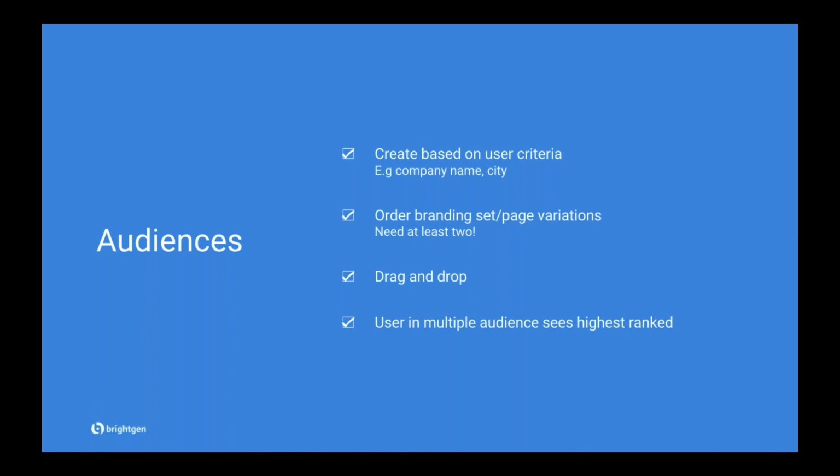If you have two or more branding sets or page variations, both of which can be segmented by audience, you can now order them. So basically, if you have a user who falls into 3 or 4 audiences, which one do you display? What it will display is the highest ranked one, the one nearest the top. So you can choose what is the most appropriate branding, the most important branding, and then you can gradually fall back on the others as people become less granular. They just fall into 1 or 2 segments.